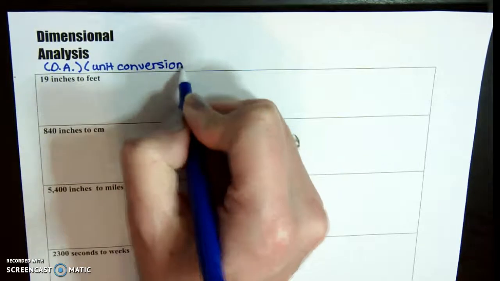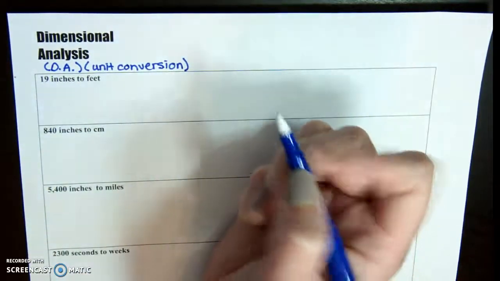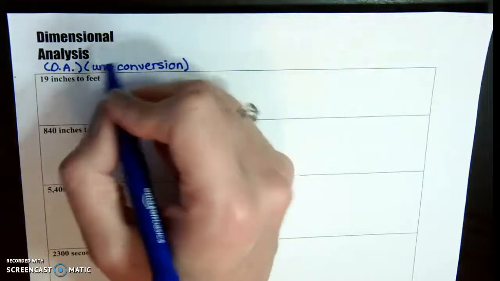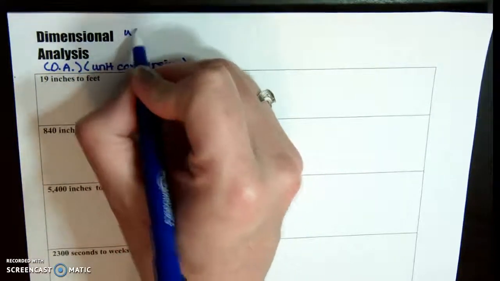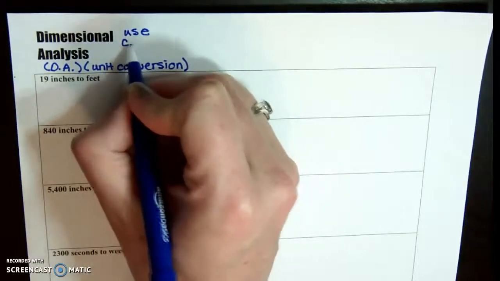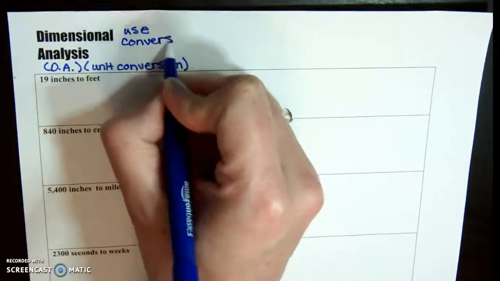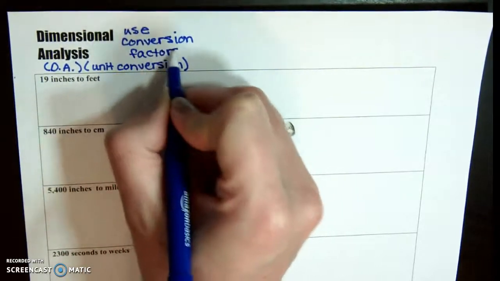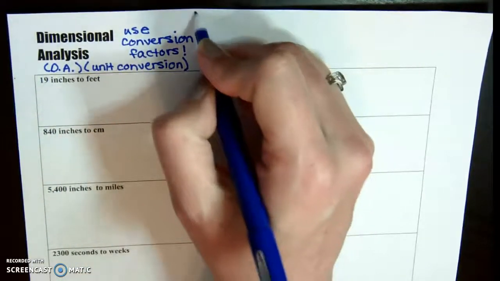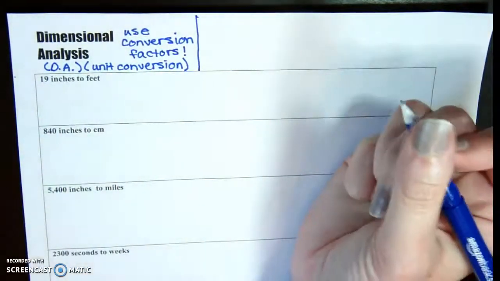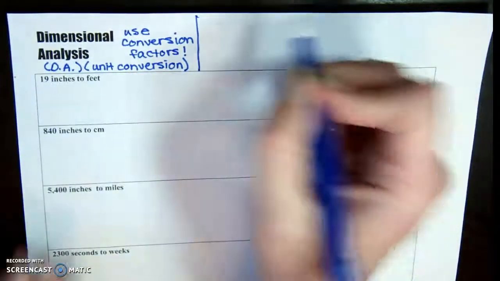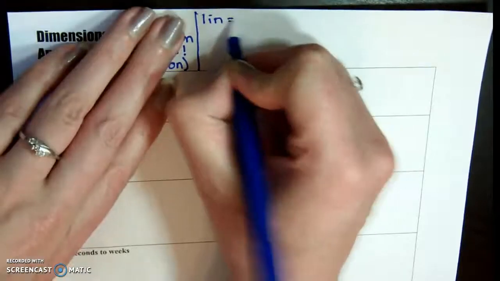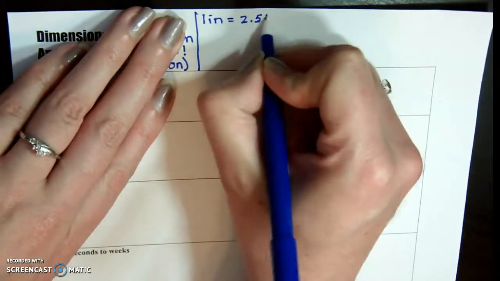I like that name because I think that name really emphasizes what we're doing. We're going to be converting from one unit to another. The technique of dimensional analysis uses conversion factors. A conversion factor is a relationship between one unit and the other. So for example, we have 1 inch is the same as 2.54 centimeters.